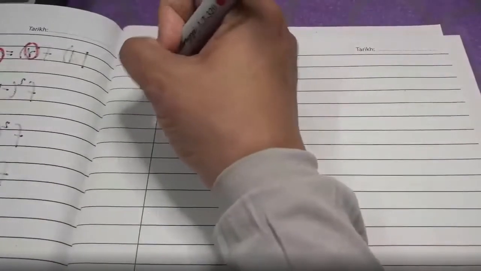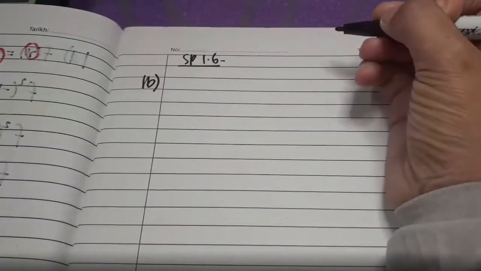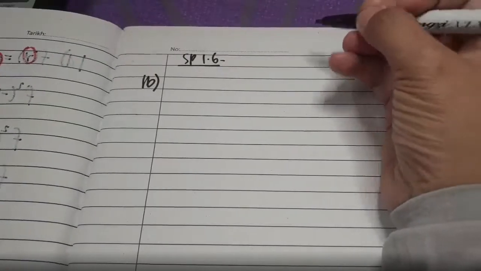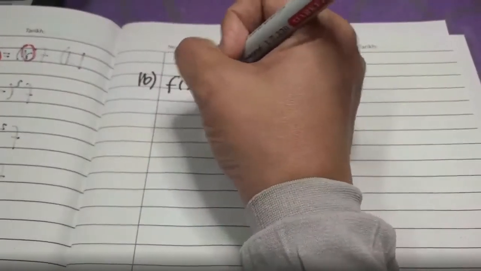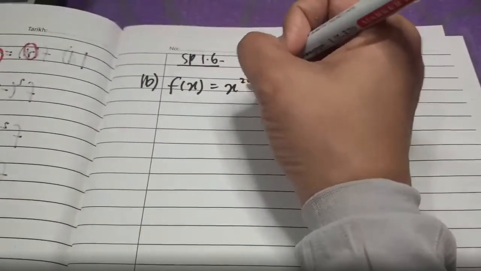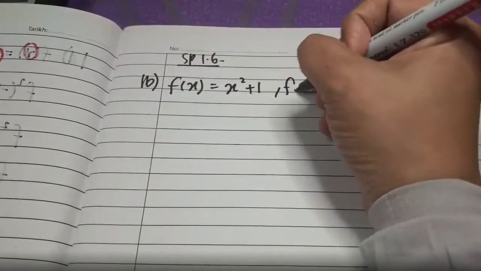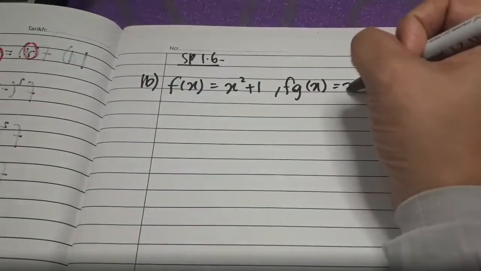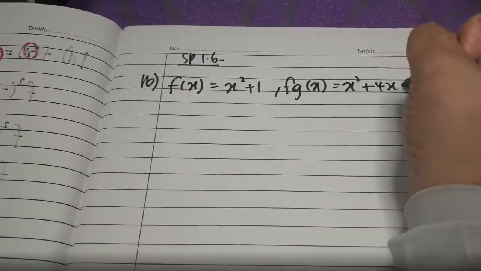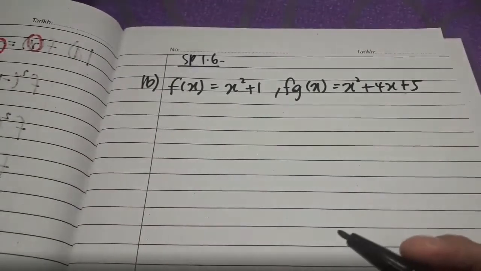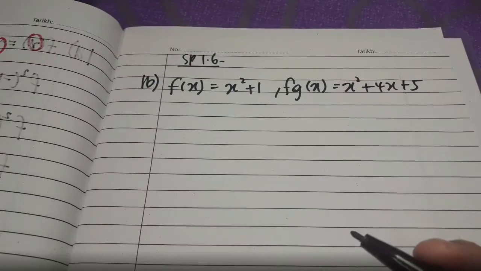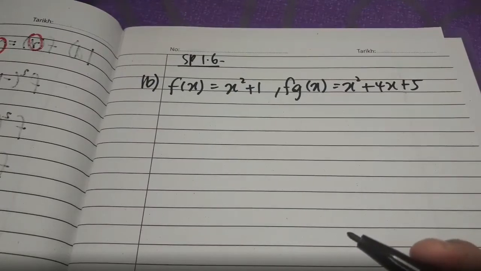One B. Okay, f(x) equals x squared plus 1, and f(g(x)) equals x squared plus 4x plus 5. Given the function f and the composite function fg, determine the function g for each of the following.